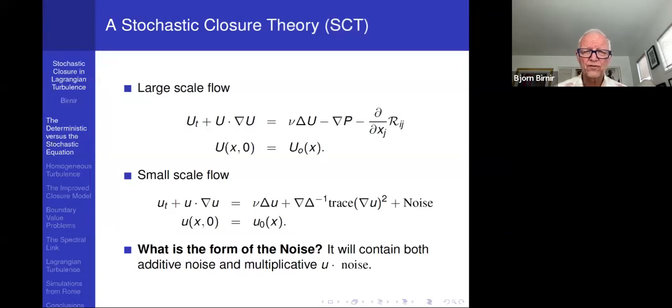Now, the problem with that was that it was shown about a year later that if you drive the Navier-Stokes equation with white noise, you get a solution which is not a function, it's a distribution. And it's not continuous in particular, and there is little evidence that we have discontinuous vector fields in nature. So the question then becomes, what should this noise look like? If we can't use white noise, what does the noise really look like? What is the form of the noise? And as we will see, it will contain both additive noise and multiplicative noise.